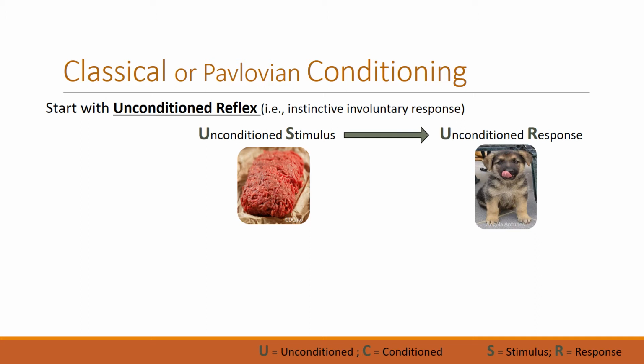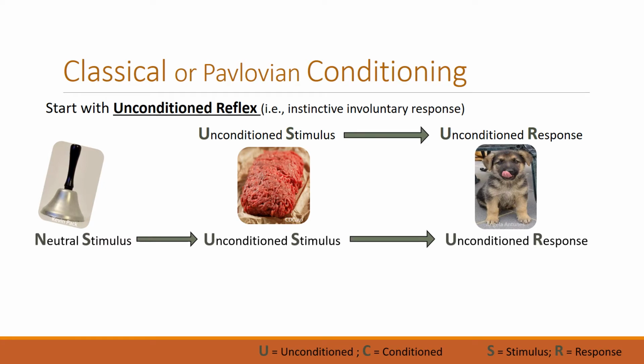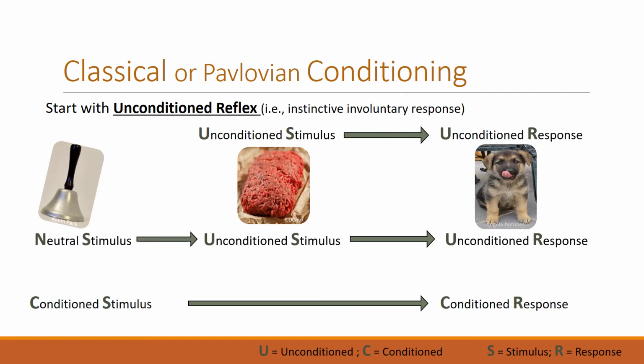What he didn't realize when he started doing this is that he was making noise, and there were certain things he was doing when he was presenting the meat to the dog. Later on, he started playing with this idea more, and he started ringing a bell before he presented the meat. He had this neutral stimulus, and when he rang the bell before he presented the meat, the unconditioned stimulus, the dog had the unconditioned response, which was salivation. Later on, he realized that when he rang the bell, the dog salivated. So this was learning. The animal learned the relationship between the bell, the neutral stimulus, and the unconditioned stimulus. And so the neutral stimulus became conditioned. That was what was learned.